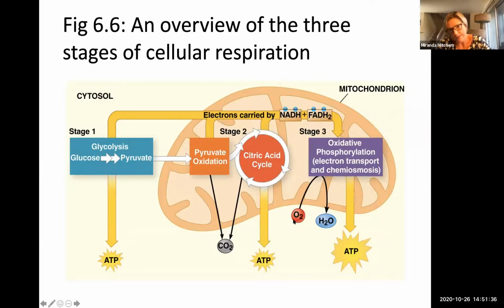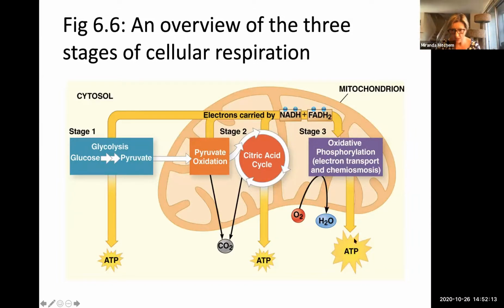Your book shows this incorrectly. It should be 1/2 of O2, and reacting it with 2 protons to make a molecule of water. So oxygen is utilized during stage 3 in the production of water. Oxygen is reduced into water when it picks up those two protons and electrons. Now, by far, the majority of the ATP that is produced during aerobic cellular respiration happens here.